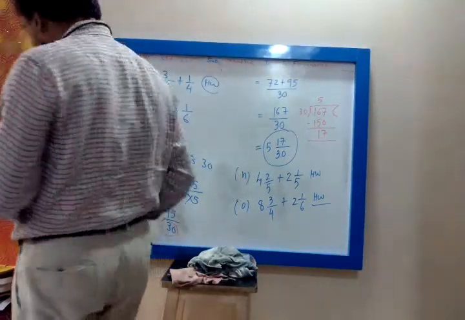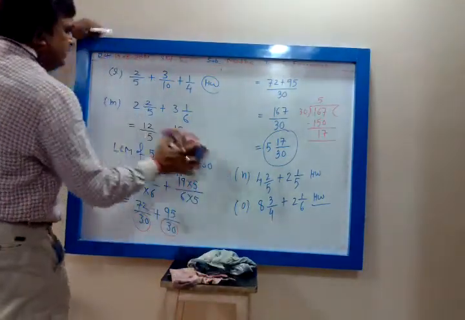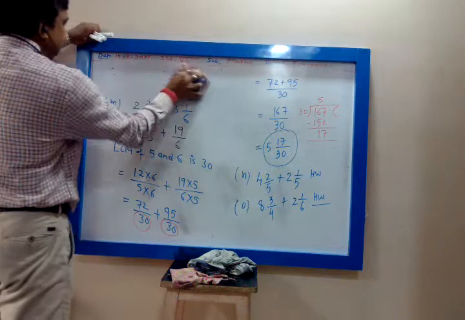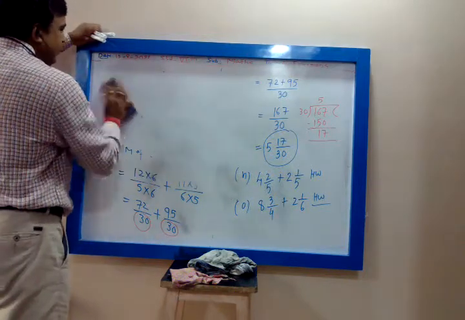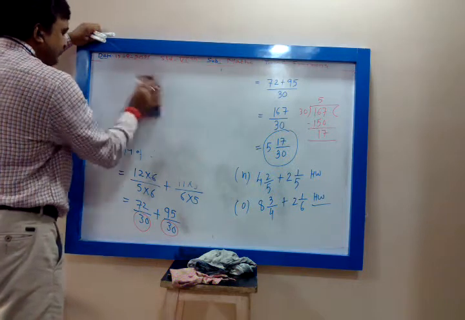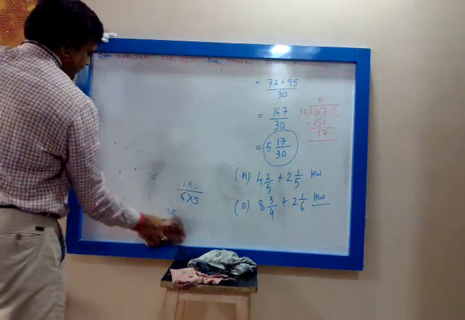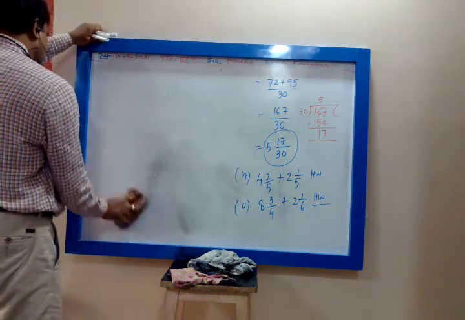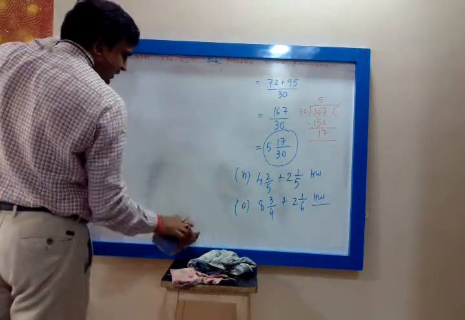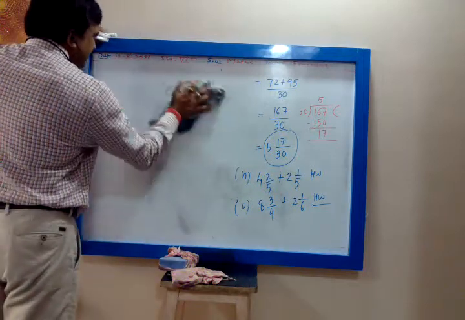Then P. Yes, these are mixed fractions. So your final answer should be in terms of mixed fractions. You will get an improper fraction. Then divide that and write down your answer in terms of a mixed fraction.